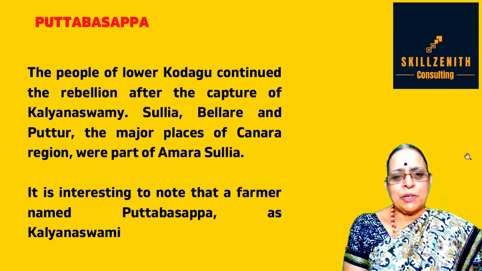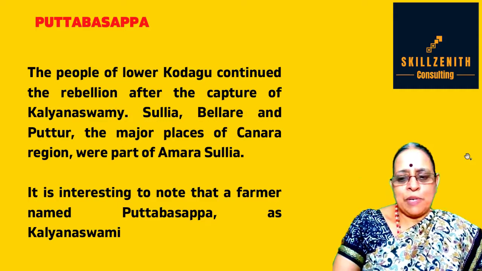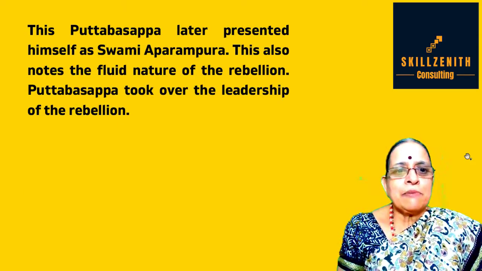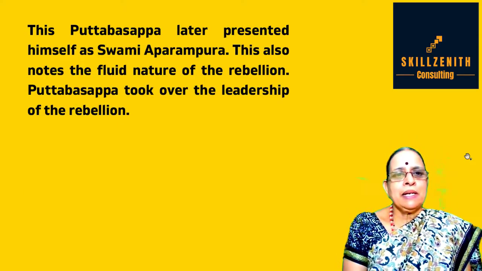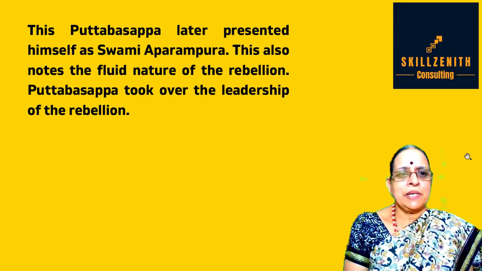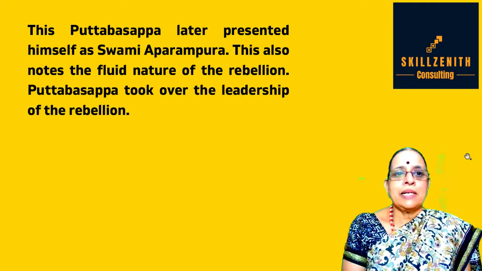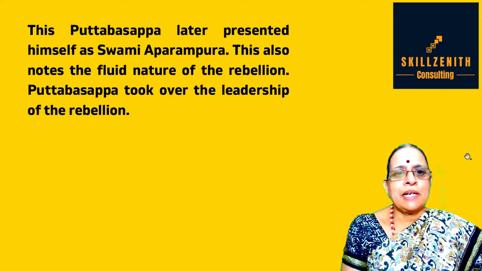It is interesting to note that a farmer named Puttabasappa posed as Kalyana Swami. See, Puttabasappa was a farmer. He also became the leader of the protest, the rebellion against the British. This Puttabasappa later presented himself as Swami Aparampura. So next what will he do? He will take the leadership. He himself took the place of Swami Aparampura.